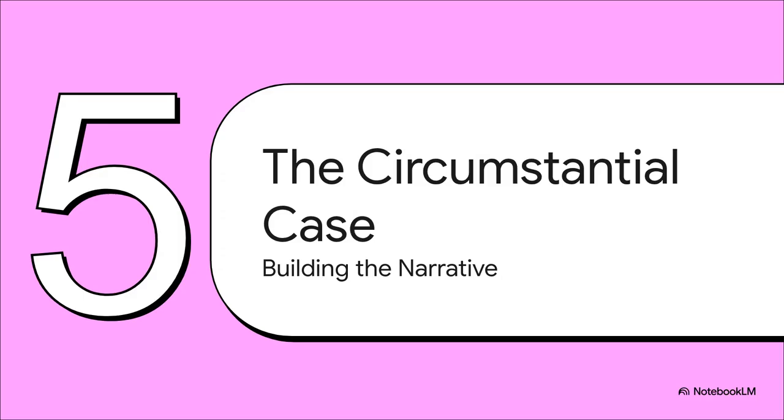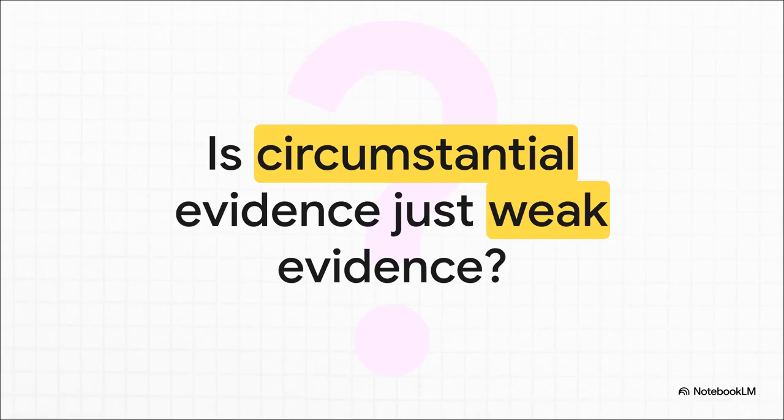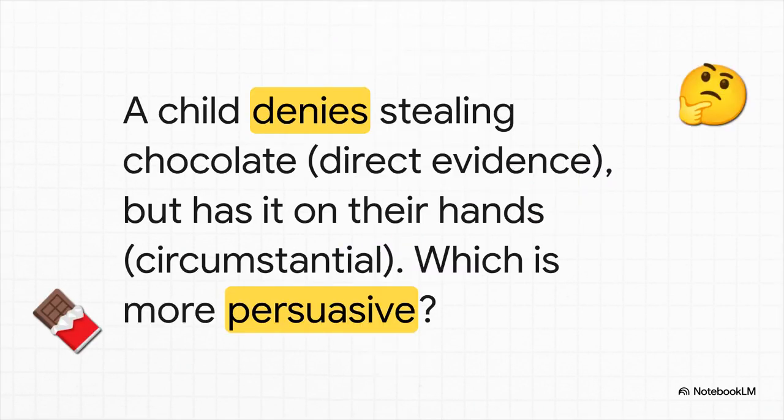But let's be real, in most of your cases, you're not going to have a smoking gun or a videotaped confession. You're going to be building your case brick by brick, using indirect evidence, what we call circumstantial evidence. So that brings up a huge question, and it's a misconception that trips up so many junior barristers. Is a circumstantial case a weak case? Is it just second best? The answer is a hard no, and this simple analogy shows you why.